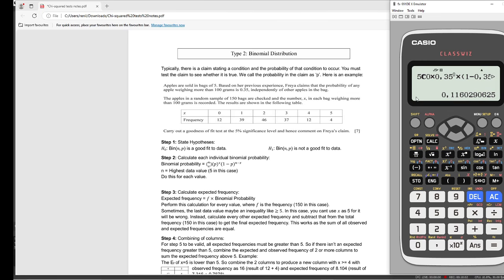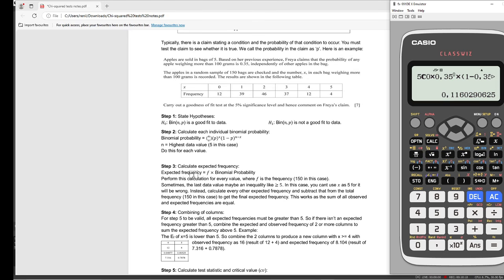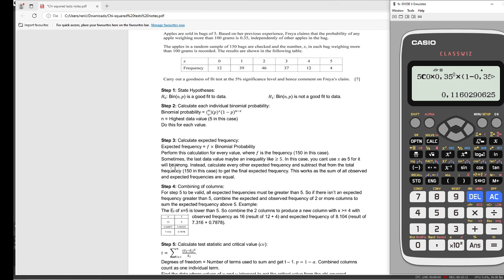You do this for each and every single value here. It has to be done. And yeah, we'll get a binomial probability. However, it doesn't stop there, because this is where we go to step 3, where we have expected frequency. So if we were to calculate the expected frequency, it's obviously not 0.116 when the observed is 12. It would be somewhere near it.